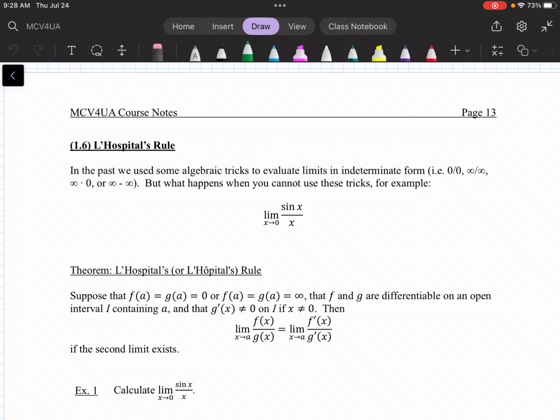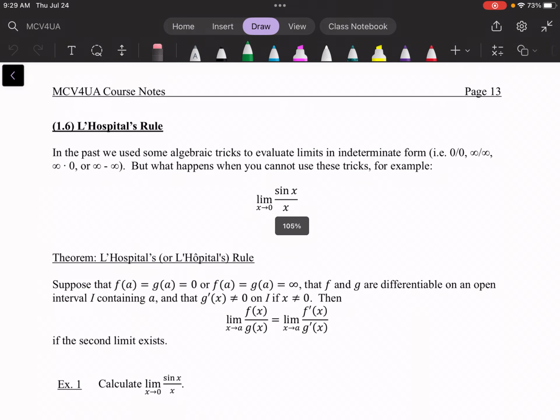So what we've seen in the past is we can calculate some limits using algebraic tricks that we can use to evaluate if they're in indeterminate form. But some of these tricks don't actually work for all these kinds of expressions. So we're going to learn one other rule today that'll help us out.